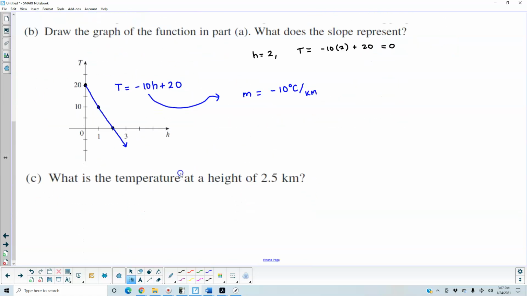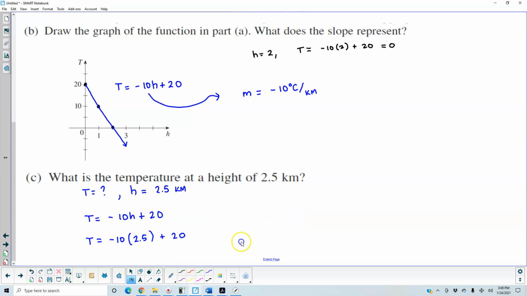Now, next we want to find, okay, what is the temperature at a height of 2.5 kilometers? Well, if we want to find the temperature, knowing that the height is 2.5 kilometers, then we're going to use our model to find the temperature, which is negative 10h plus 20. So if we take T, which is equal to negative 10 times 2.5 plus 20, then what do we get?